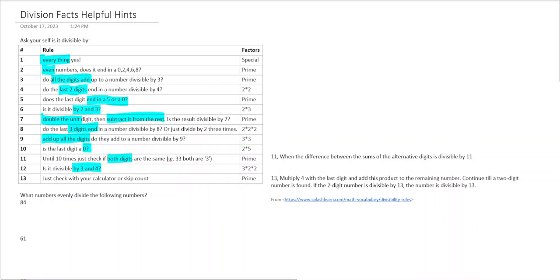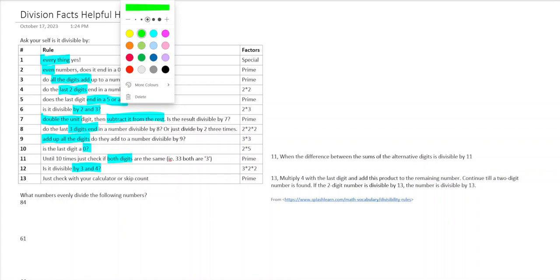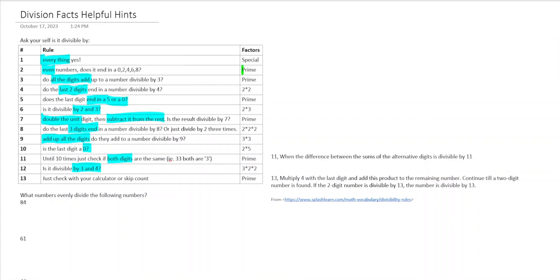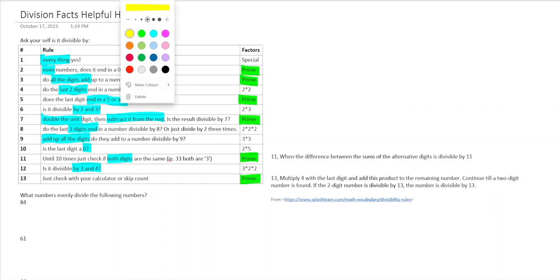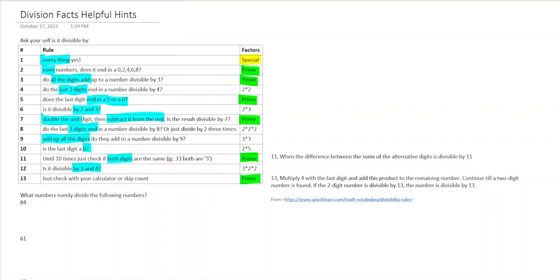Alright, the next thing to notice here is that there are a bunch of numbers that are prime. So if it is a prime number, those are the ones you're checking. Now, the 11 and the 13 are not usually ones that I would check, but they're good to know about as well. And you might have to check them depending on the question. The other thing to notice is that number 1 is a special number because everything is divisible by 1, and you cannot forget about that value.